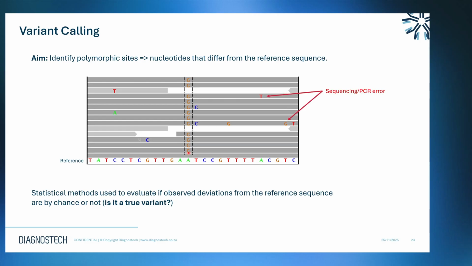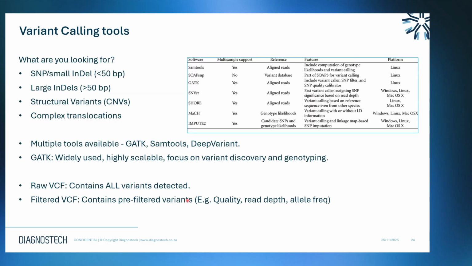But what we also typically see are these ones that float around randomly. These are generally sequencing or PCR errors, and we know that because they only appear once or twice in the reads. If we see that it's occurring at quite a low allele frequency, it could be a somatic mutation. But generally, if it's popping up once or twice, this is just an error and can be ignored. The goal here is to determine the different nucleotide, but then also use statistical methods to tell us, is it actually a true variant, or is it just an anomaly in the sequencing?